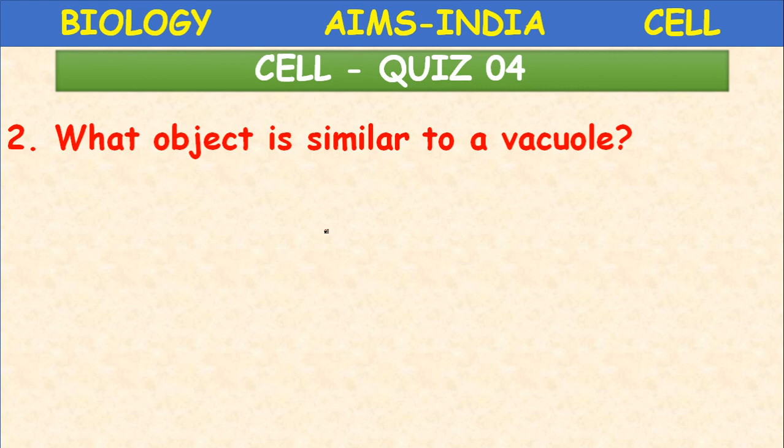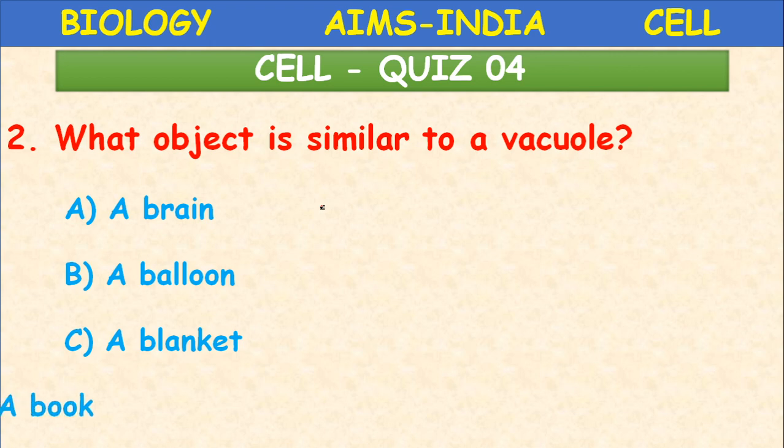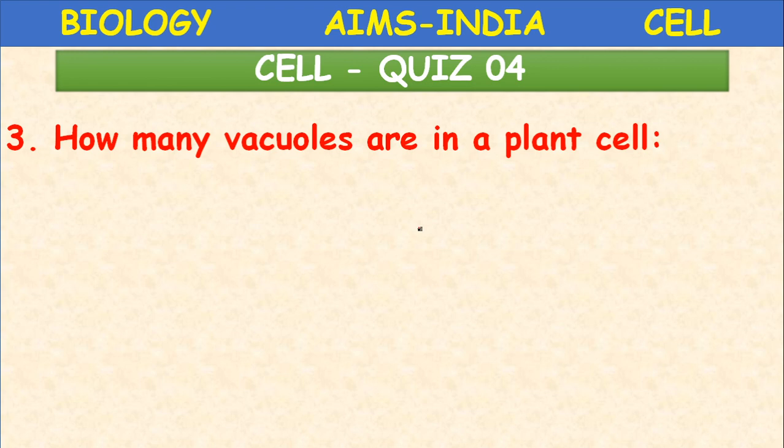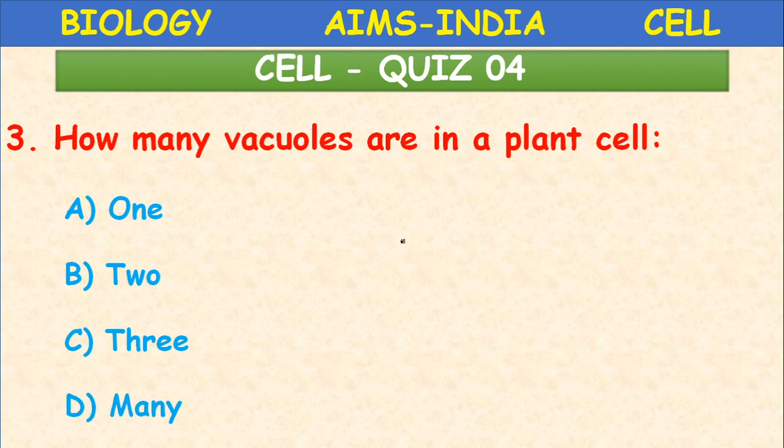Next, what object is similar to a vacuole? A brain, a balloon, a blanket, or a book? The vacuole is a balloon-like organelle. Children, it is a balloon-like organelle. It is made up of a single membrane. That membrane is called the tonoplast. Next, how many vacuoles are there in a plant cell? In a plant cell, how many vacuoles are there? Only one. A is the correct answer.